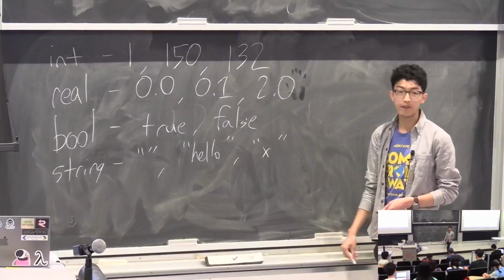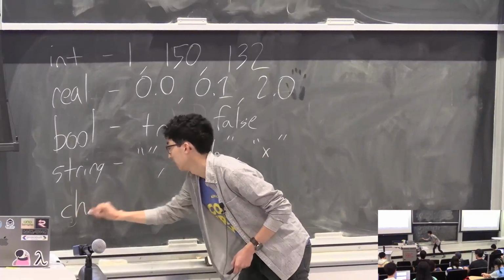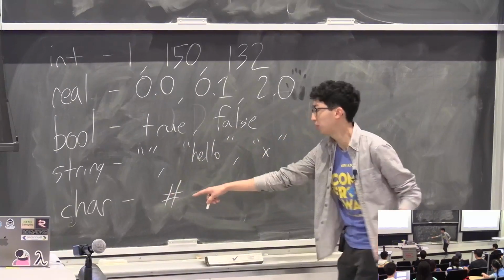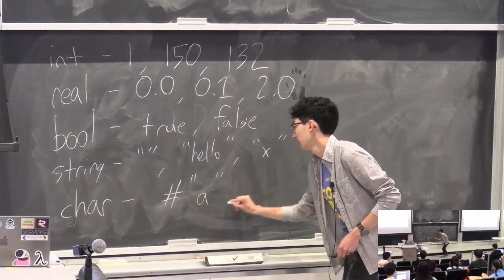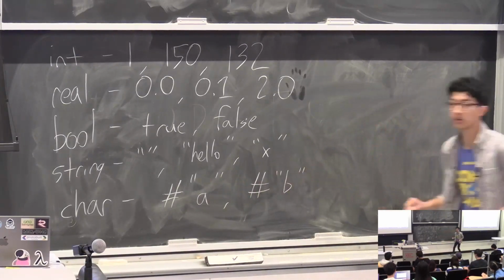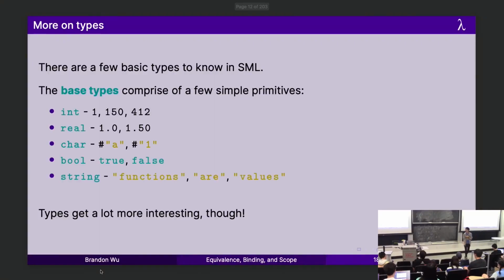And then finally, we have the type of characters, char, or car, however you want to say it. The way you phrase it is kind of weird. You have to put this hashtag quote a, hashtag quote B. This is not super critical to know about, but these are some of the basic types we're working with in SML, okay? And they're all listed there.